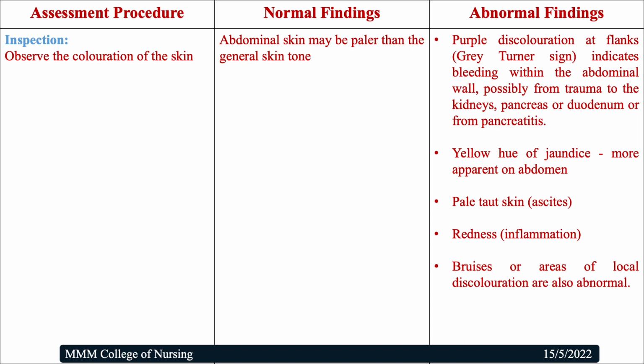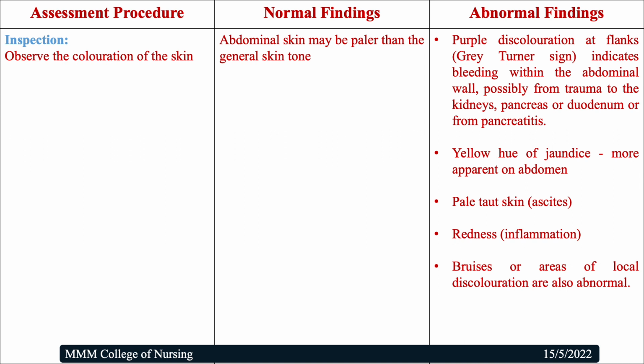Let's look at the inspection of the abdomen. The first step being observing the coloration of the skin. The normal findings are the abdominal skin may be paler than the general skin tone, as this skin is so seldom exposed to the natural elements.